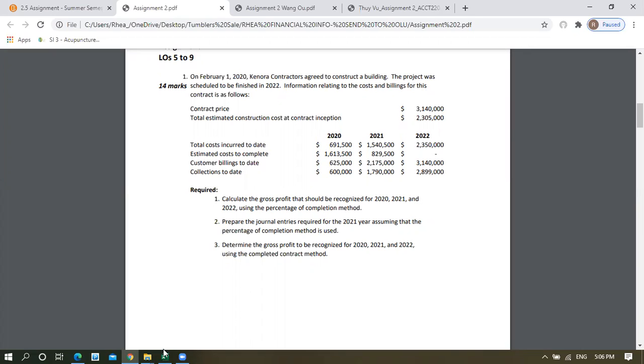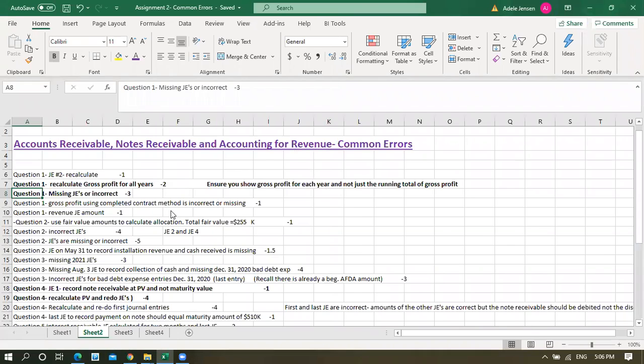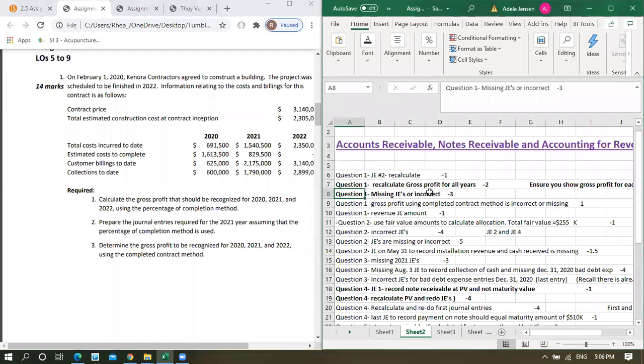Some of the deficiencies, let's look at them here side by side, included not having the correct gross profit for all years. So ensure that you're following the proper format as guided in the textbook. You should get the percentage complete, which was 30%, 65, and 100 respectively. And then from there, you would calculate your revenue to date and subtract your construction costs to get your gross profit. So try recalculating your gross profit for all years if you believe there is an error there.